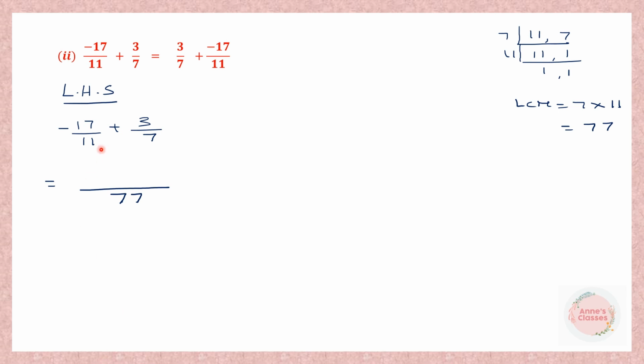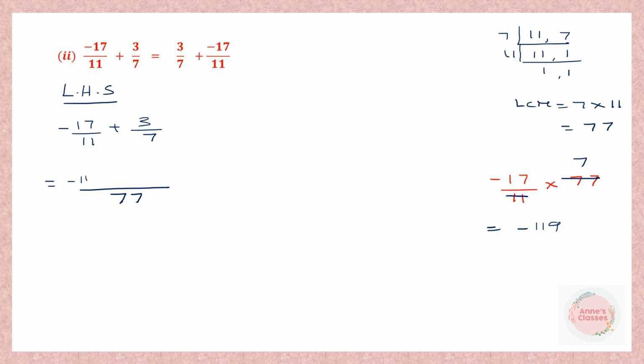Now remember, there are two ways of finding the numerators. One way is what we did in question 1. Let's try the second way for question 2. Minus 17 by 11. Take the first rational number, multiply it by the LCM, which is 77. Now you can cancel. 11 ones are 11, 11 sevens are 77. So multiply minus 17 into 7. The sign will be minus. 17 into 7 is 119. So we have minus 119.